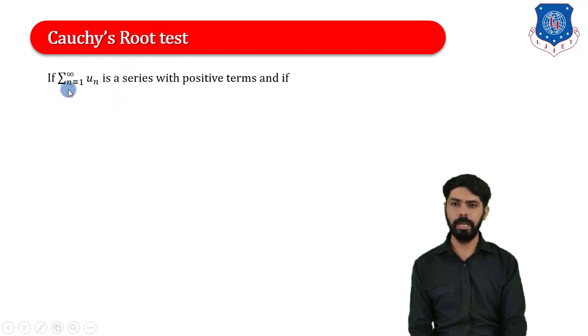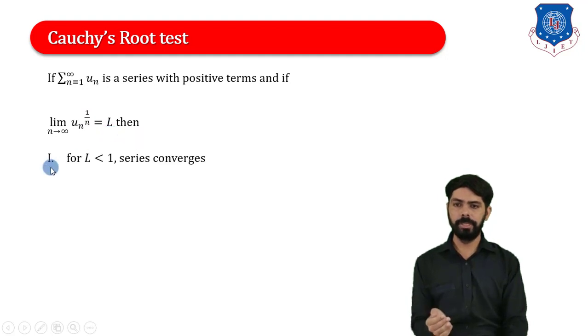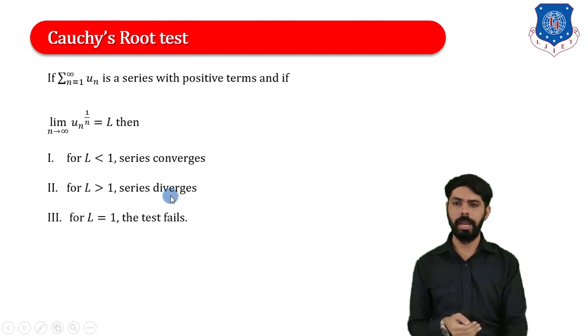If sigma n equal to 1 to infinite un is a series with positive terms, and if limit n tends to infinite un raised to 1 divided by n is equal to capital L, then first condition, for capital L less than 1 series converges. Second condition, for capital L greater than 1 series diverges. And third condition is, for capital L equal to 1 the test fails.